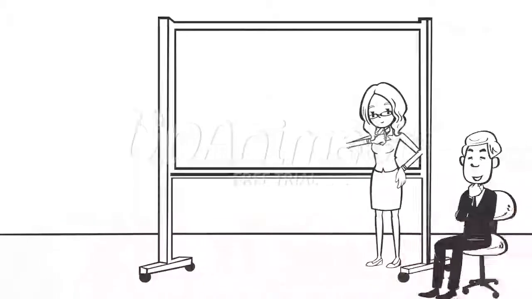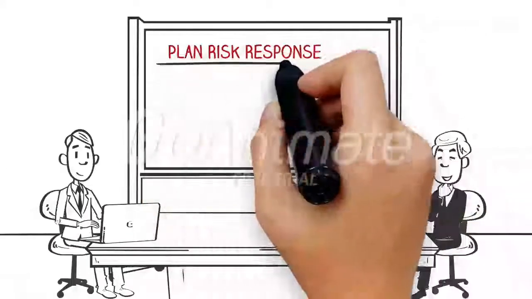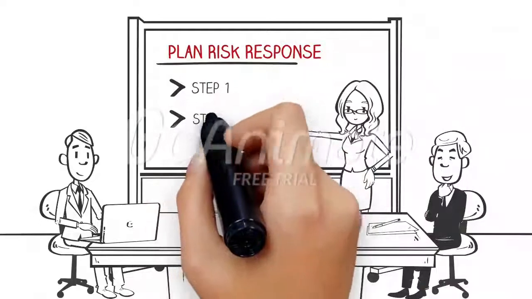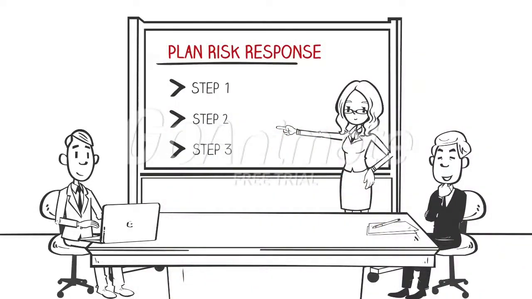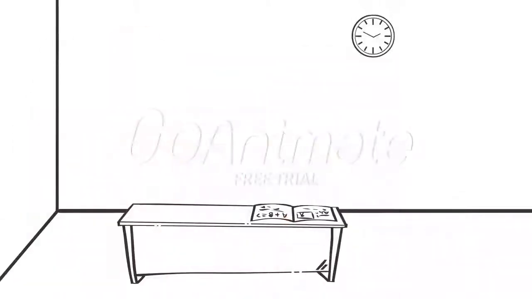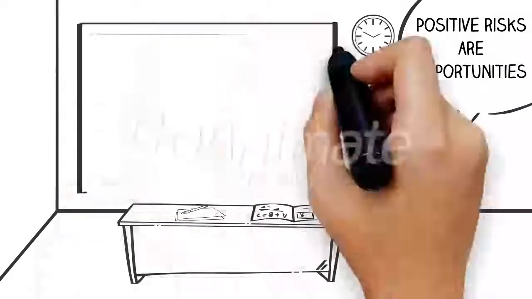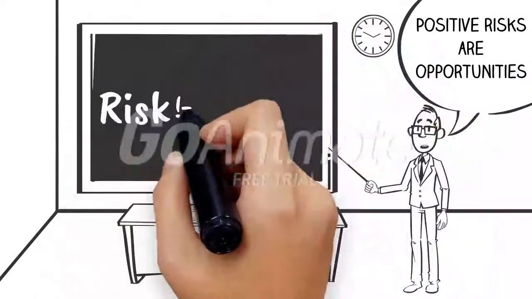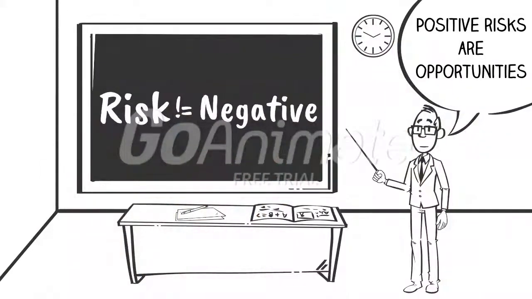In the plan risk response process, a specific response plan is created to manage each risk. These risk response plans are updated in the risk register as an output of this process. While managing risks, we need to remember not all risks are negative. Positive risks are opportunities. Accordingly, a project manager should devise strategies for managing negative risks or threats and positive risks or opportunities.